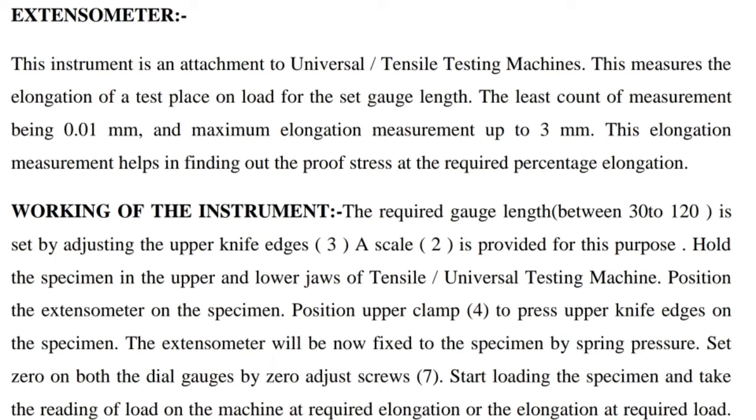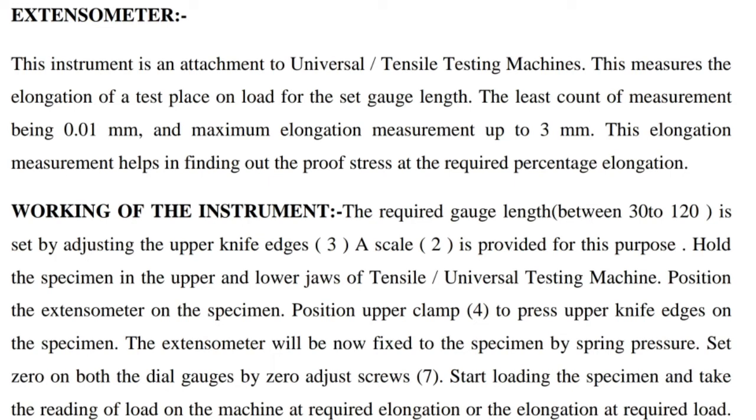Working of the instrument. The required gauge length between 30 to 120 is set by adjusting the upper knife edge. A scale 2 is provided for this purpose. Hold the specimen in the upper and lower jaws of the tensile oblique universal testing machine. Position the extensometer on the specimen. Position upper clamp 4 to press the upper knife edge on the specimen. The extensometer will now be fixed to the specimen by spring pressure.